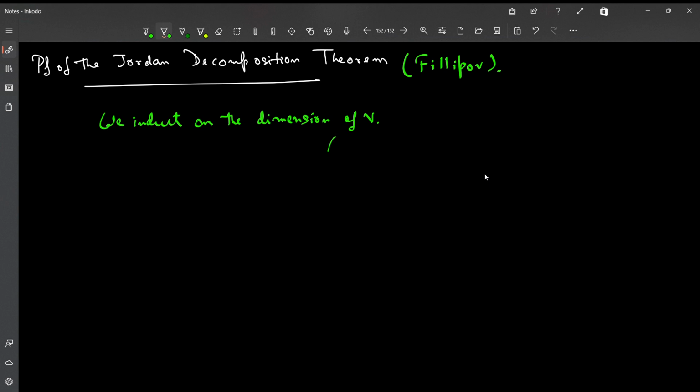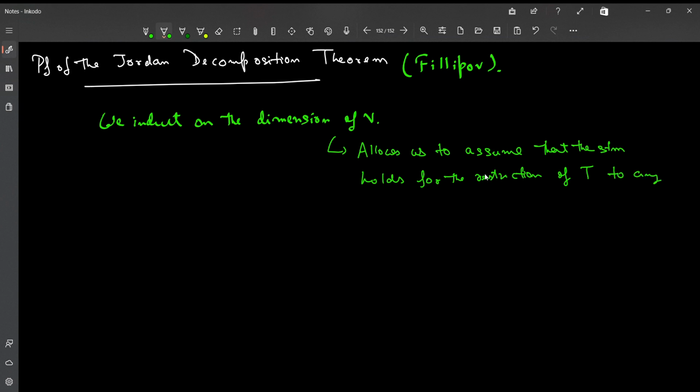Okay. So this allows us to assume that the statement holds for the restriction of T, T obviously being the operator, to any proper T invariant subspace of V.